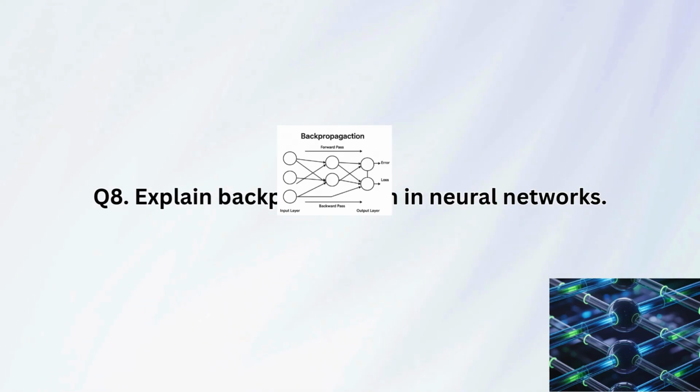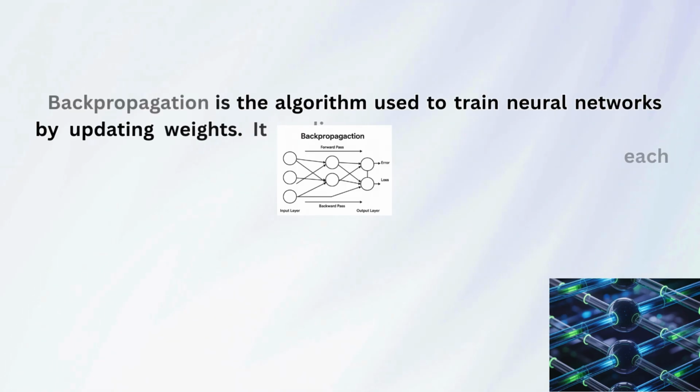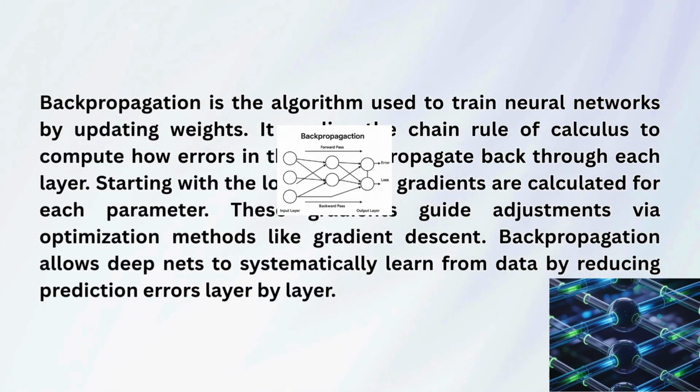Explain backpropagation in neural networks. Backpropagation is the algorithm used to train neural networks by updating weights. It applies the chain rule of calculus to compute how errors in the output propagate back through each layer. Starting with the loss function, gradients are calculated for each parameter. These gradients guide adjustments via optimization methods like gradient descent. Backpropagation allows deep nets to systematically learn from data by reducing prediction errors layer by layer.